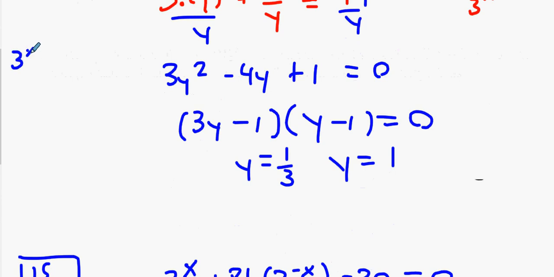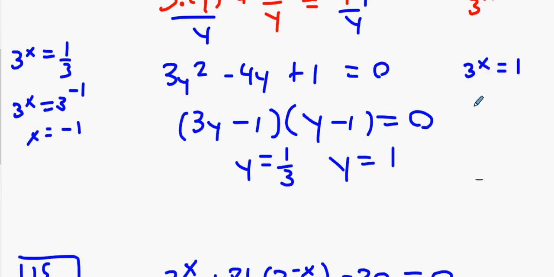I haven't got the correct answer because it says solve this equation, which means I have to solve for x, not solve for y. 3 to the power of x equals a third. Well, that would mean 3 to the power of x equals 3 to the power of minus 1. This implies that x equals minus 1. And finally, 3 to the power of x equals 1. And we all know that means 3 to the power of x equals 3 to the power of 0. X equals 0. And we're done. Any questions?